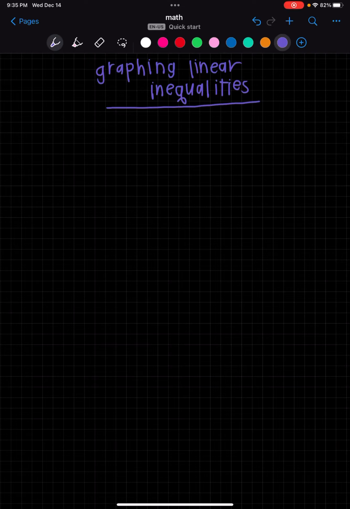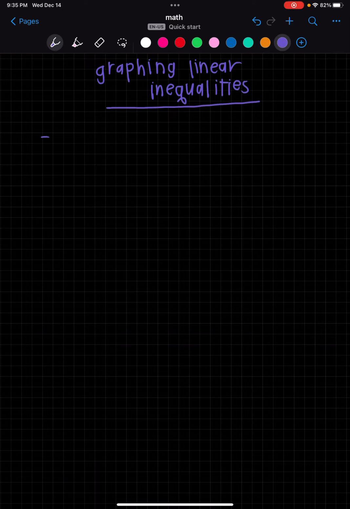The last self-check in this lesson is about how to graph linear inequalities. When we graph linear inequalities, it's really similar to graphing linear equations, which we went over in a previous video. The big difference is that when it's an inequality instead of an equation, we have to shade the graph, and then we have to either make the line that we're graphing solid or dotted. So let me go over those rules first.